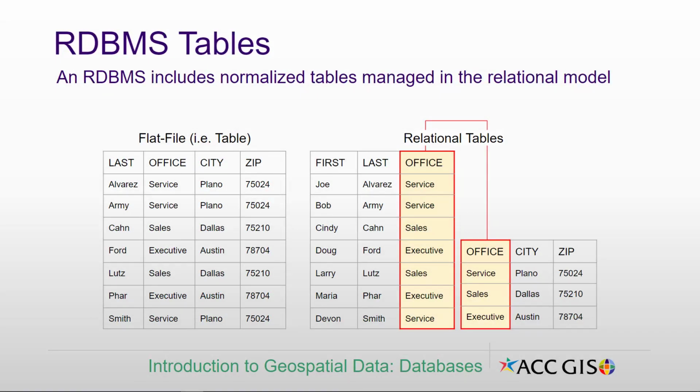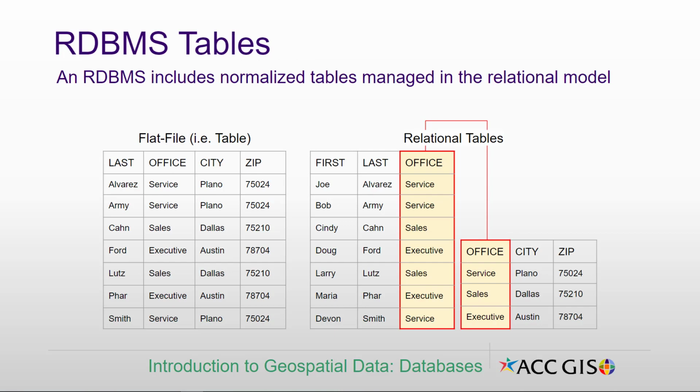An RDBMS includes normalized tables managed in the relational model. A normalized table is a table where the redundancy is taken out to make the data storage and access more efficient. And so on the left there, you see a flat file, just a standard table, which has employees listed by office, city, and zip.